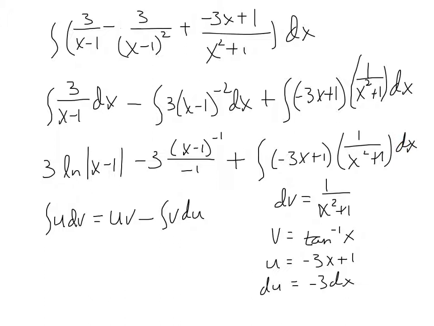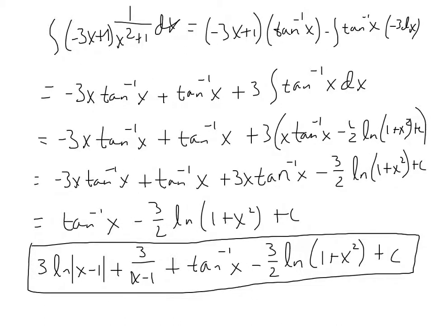Okay, so here we go. We look at this and say, this is the format that I want to use in order to do this integration. So I'm going to have dv be this 1 over (x squared plus 1), and we recognize that because its integral is just the inverse tangent. And then u will be this minus 3x plus 1, and that derivative will be minus 3 dx. So everything is really pretty handy as far as this goes. So we integrate this, and we're going to have (minus 3x plus 1) inverse tangent x, minus inverse tangent x times minus 3 dx.